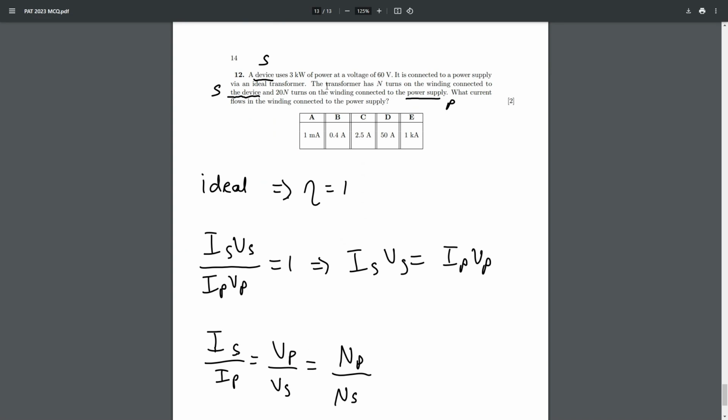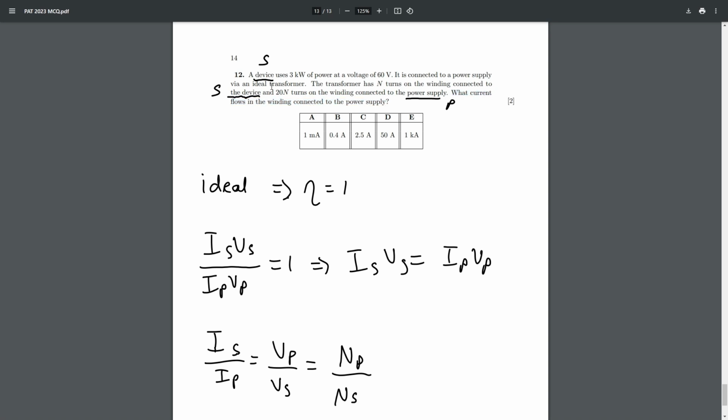Question 12, the last question for the multiple choice. A device uses 3 kilowatts of power at a voltage of 60 volts. It's connected to a power supply via an ideal transformer. The transformer has n turns on the winding connected to the device and 20 turns on the winding connected to the power supply. What current flows in the winding connected to the power supply?